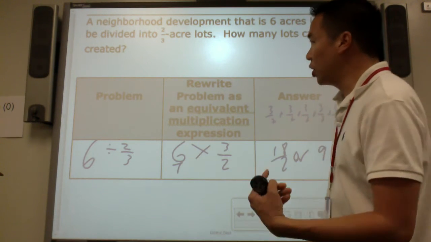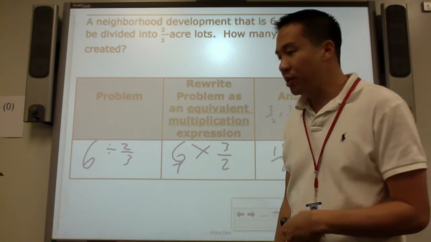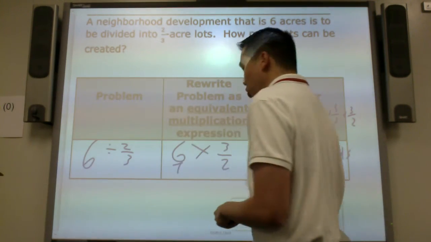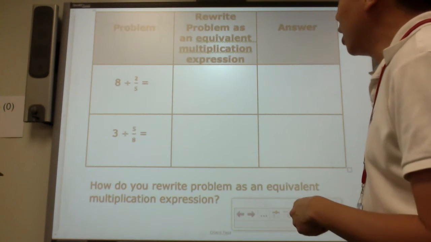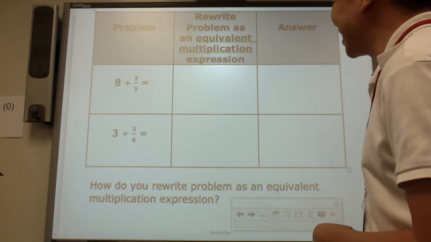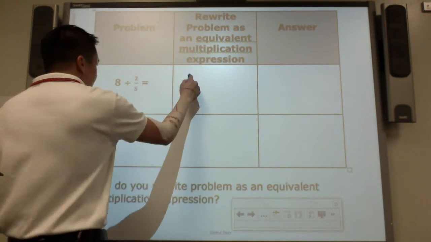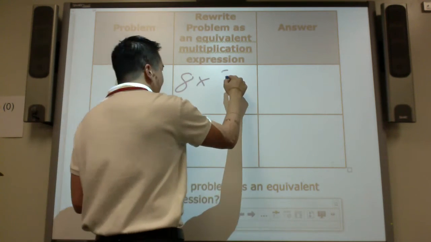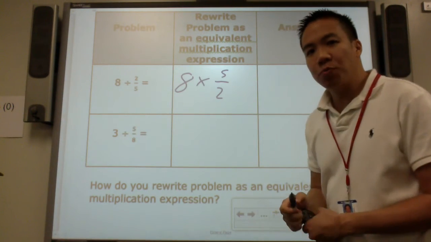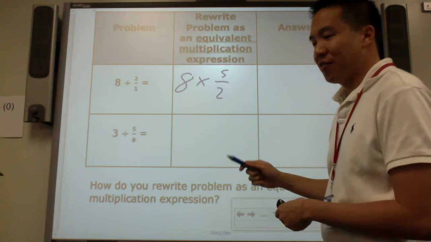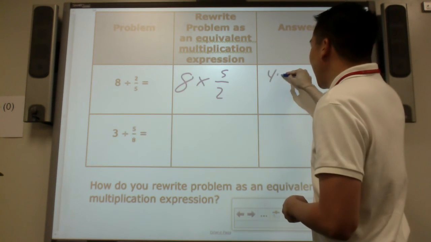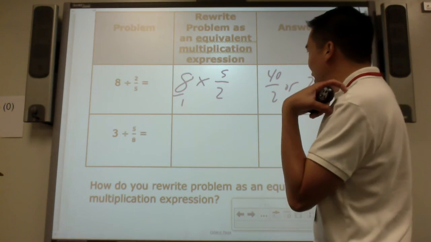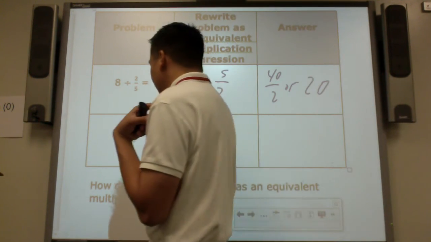So how do you turn a division expression into a multiplication expression? Look, I kept it, I changed it, and I flipped it, or did the reciprocal. Next problem. Rewrite each problem as an equivalent multiplication expression. 8 divided by 2/5. I changed this to a multiplication, and I flipped this to 5/2. So what's 8 groups of 5/2? It's 40/2, or 20. Or 8 over 1 times 5/2 is 40 over 2.